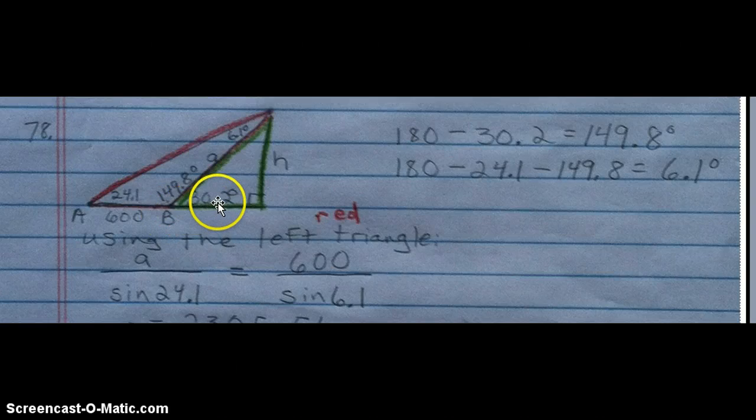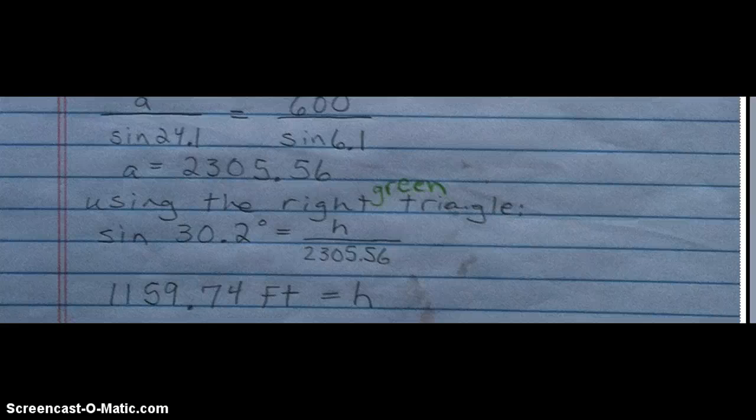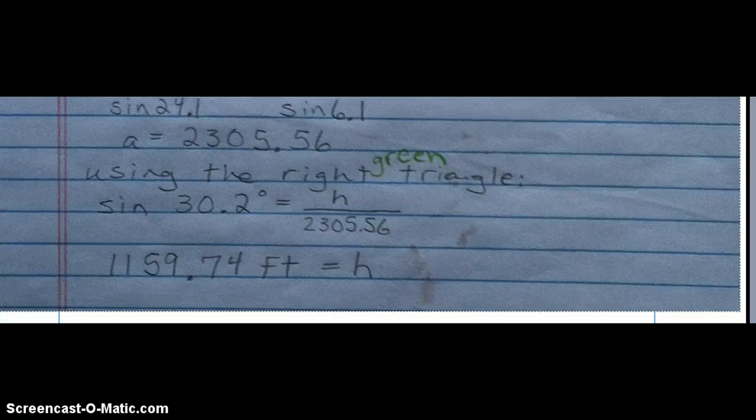We know this is 30.2 degrees. We know this side. We want to know the height. So we have opposite and hypotenuse. That's sine. Sine of 30.2 degrees is h over 2,305.56. Multiply both sides by 2,305.56, and you should get a height of 1,159.74.